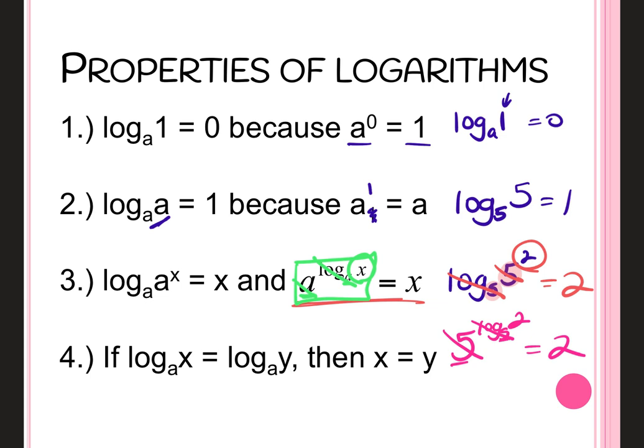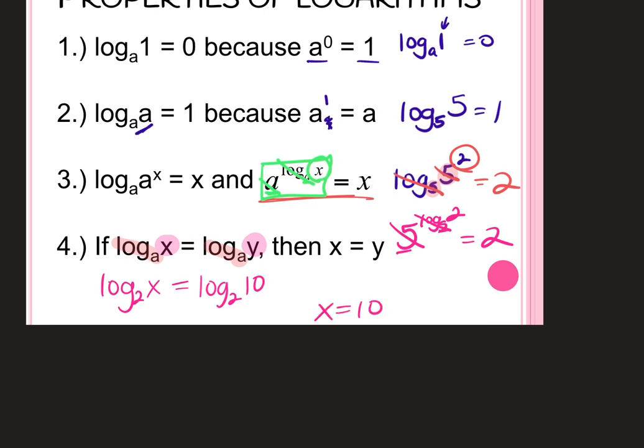And then the last is your one-to-one property with logs. Just like we did with exponential functions, if the exponentials on either side of an equation have the same base, we ignore the base and set the exponents equal to each other. If the log and the base on the log are the same, then we ignore them and we set what's next to them equal to each other. So if I had log base 2 of x equals log base 2 of 10, then x is 10. You ignore the log and the base. They have to be the same, but you can ignore them and then you set what's next to them equal to each other. We still good? Yes? Questions?